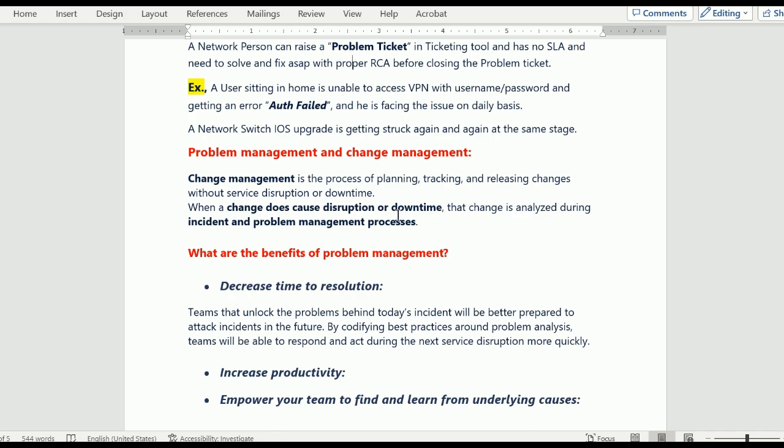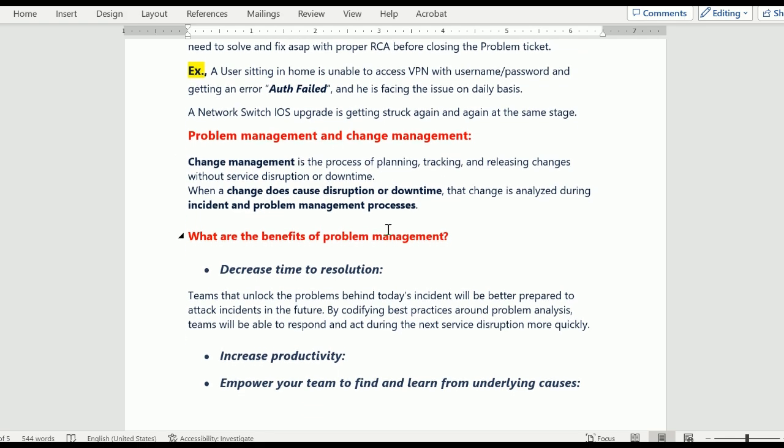So that change is now being analyzed as an incident as well as in the problem management process. So that's the difference, or the relation, between problem management and change management. Sometimes you can expect questions in interviews related to this: what is problem management, what is change management, and how they are related.